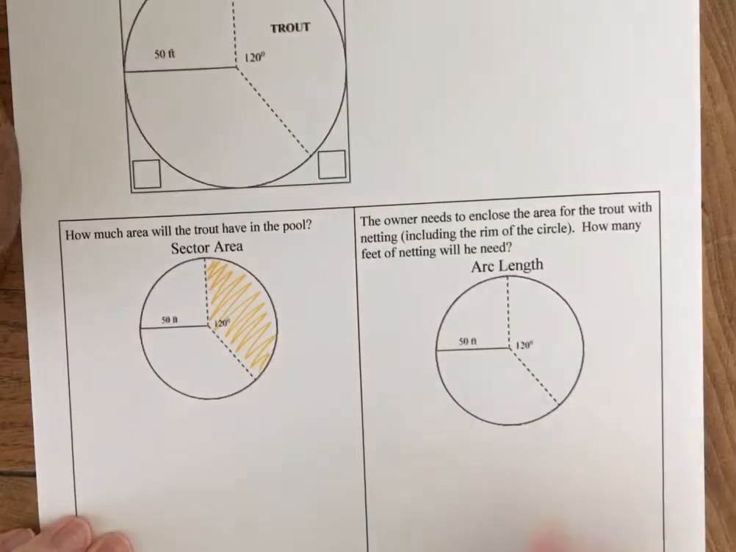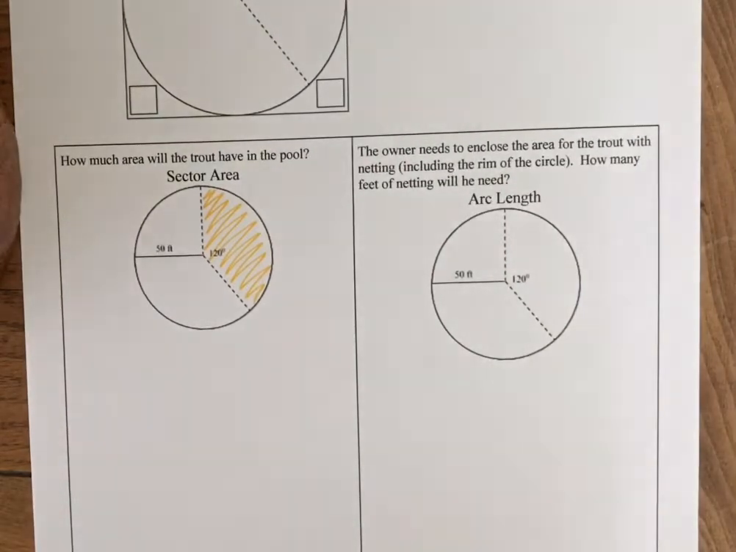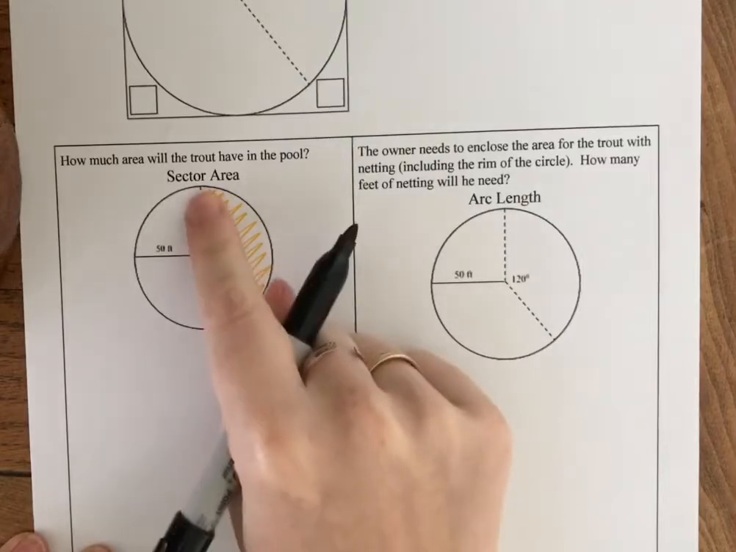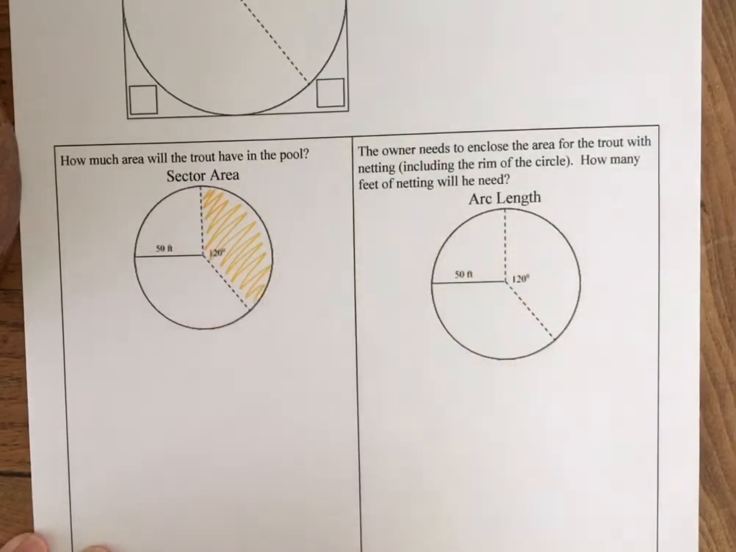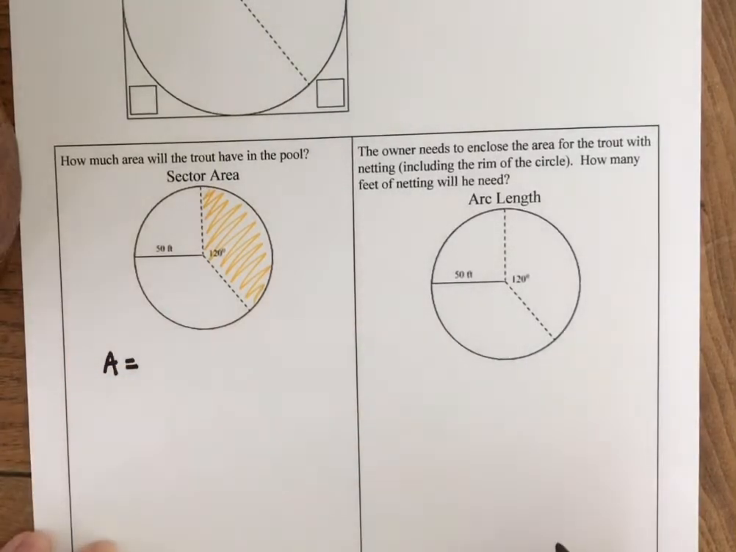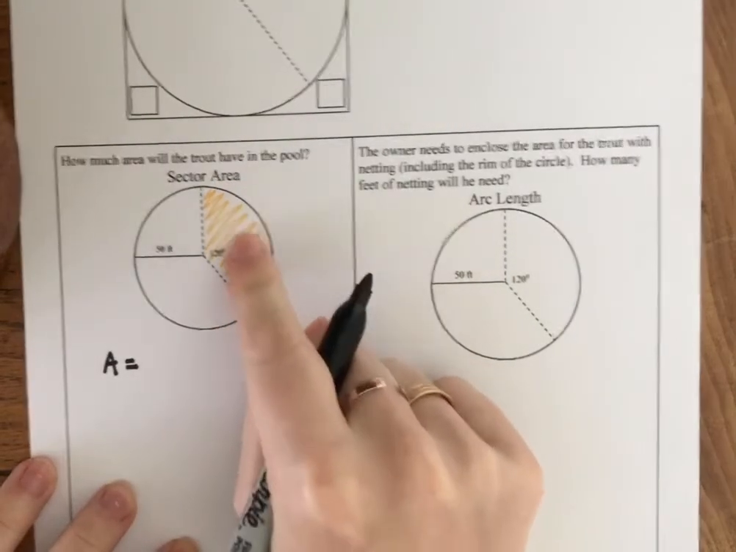So for sector area, the first thing we need to talk about is what is the formula or the equation. Anytime you are trying to find the area of a sector, so I'm trying to find the area of this whole thing, it's not a triangle because it doesn't have three straight sides. It's got the curved side. So our equation for sector area is this. The first thing I'm going to need to figure out is what fraction of my full circle this part is.